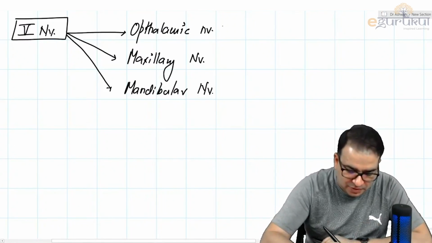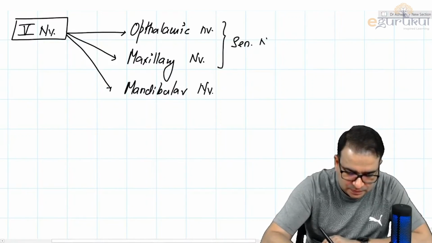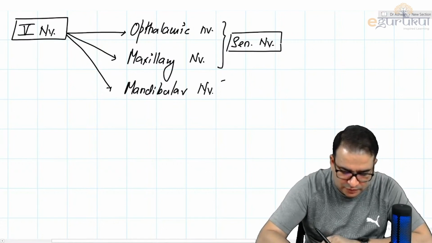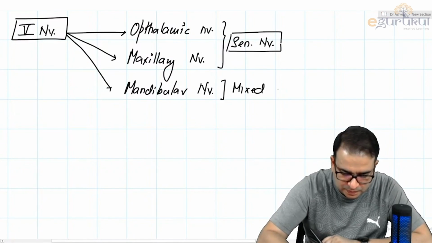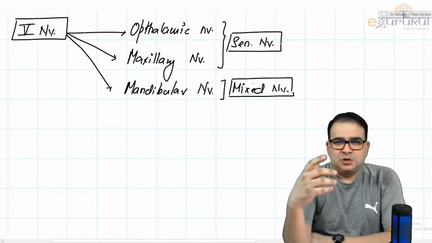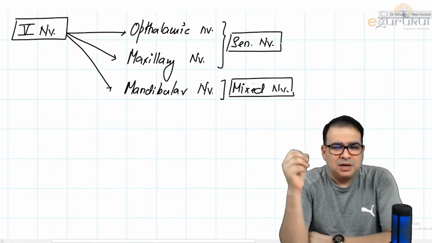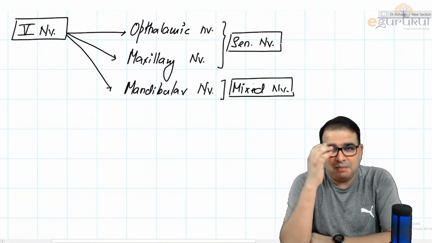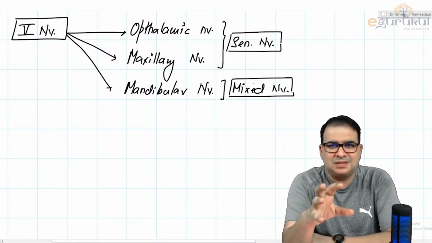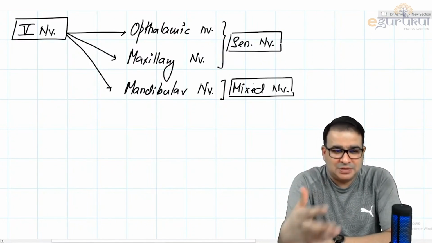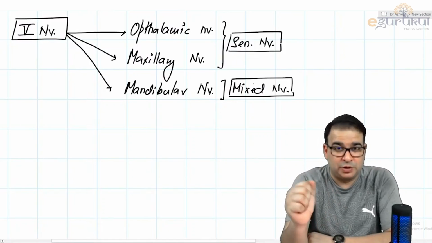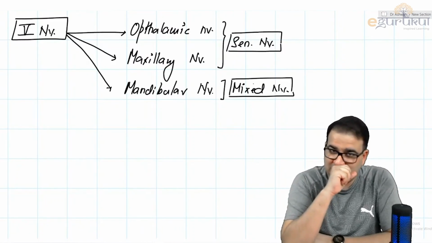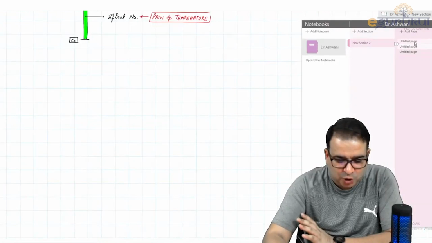Okay, ophthalmic nerve and maxillary nerve, please note that these are purely sensory nerves, whereas the mandibular nerve is a mixed nerve. So ophthalmic and maxillary will principally take the sensation, and the mandibular nerve is the one which is a mixed nerve. It has some sensory function as well as some motor function. Just to give you an idea about how these nerves are starting.